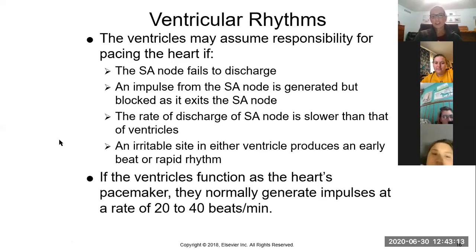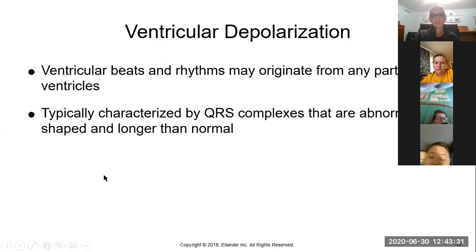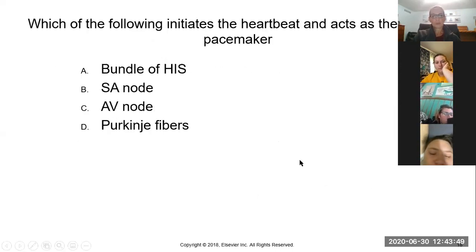If the ventricles function as the heart's pacemaker, they normally generate impulses at a rate of 20 to 40. So that is your Purkinje fibers, okay? So they're only going to have a capacity of 20 to 40, and we've already talked about that. Ventricular depolarization beats and rhythms may originate from any part of the ventricles. They are characterized by QRS complexes that are abnormally shaped and longer than normal. Okay, so we'll talk a little bit about that.